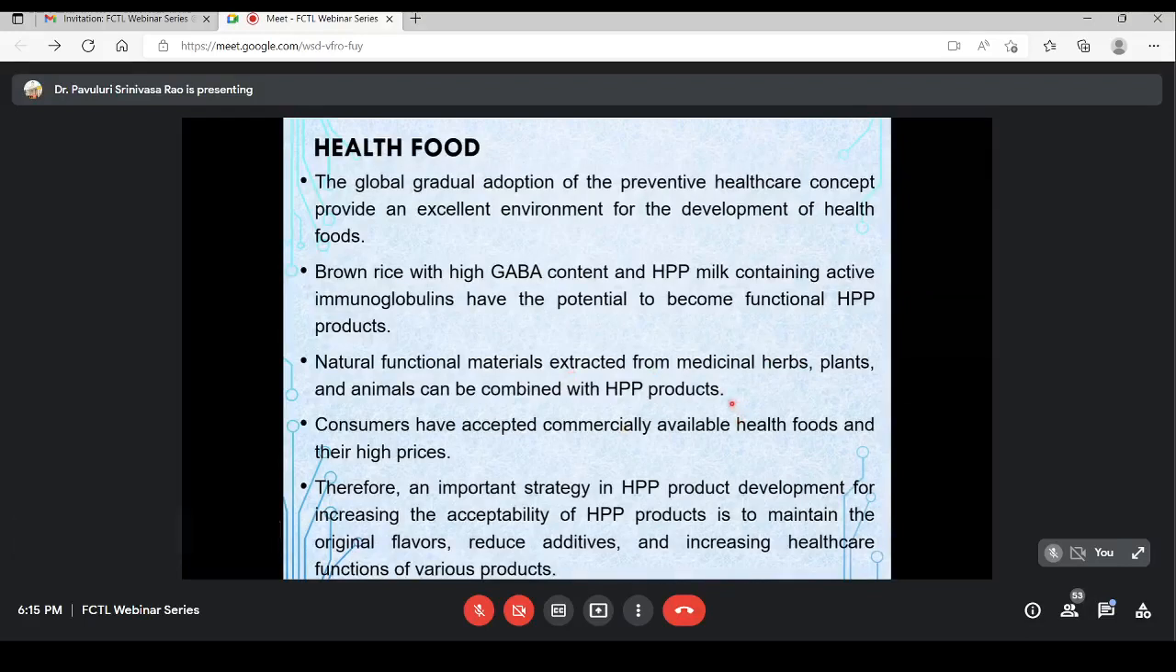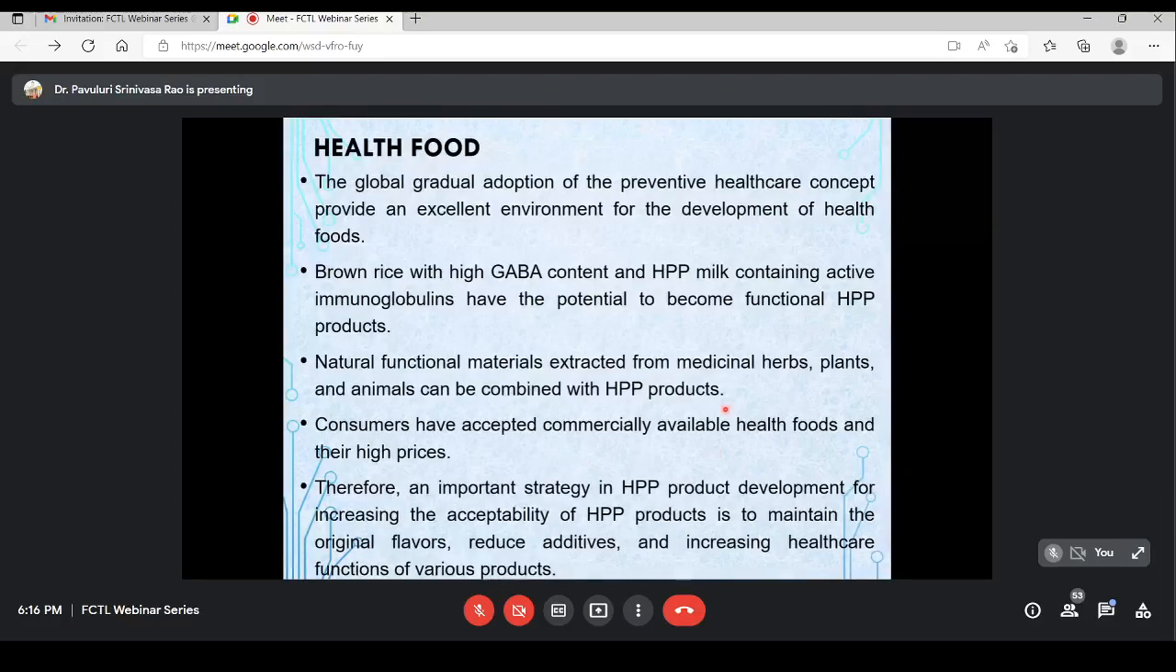Otherwise, if you add these bioactive compounds into any of the products with thermal processing, at least 30 to 40% might be lost. Whereas HPP can retain most of them, although there will be a little loss, overall these can be considered as well retained.